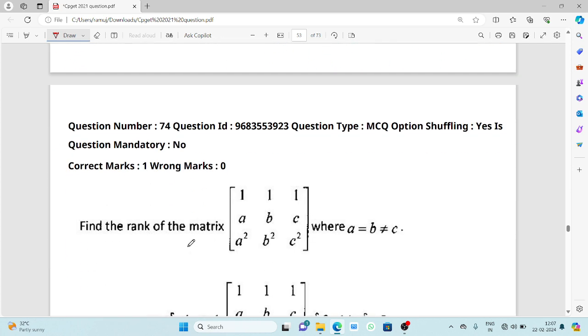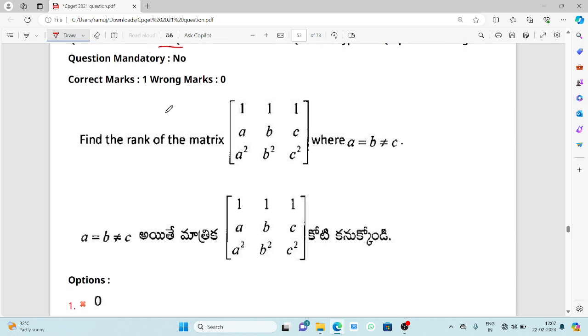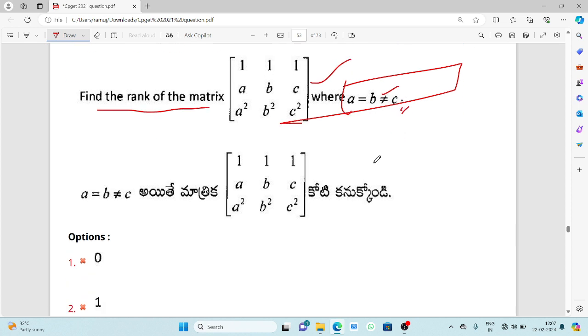Question number 74: find the rank of the matrix 1 1 1, A B C, A square B square C square, where A equal to B but B not equal to C. He provided a condition like this. We can simply solve this. It is very simple: you just consider whatever values you want for A, B, C, but applying this condition. He mentioned that A equal to B, so for the A and B values I can consider 1, and for C I consider 0.